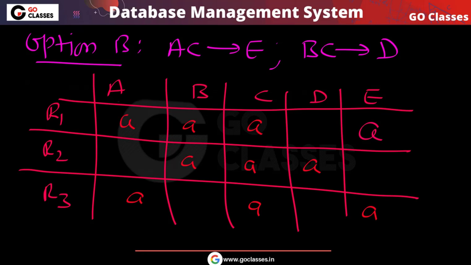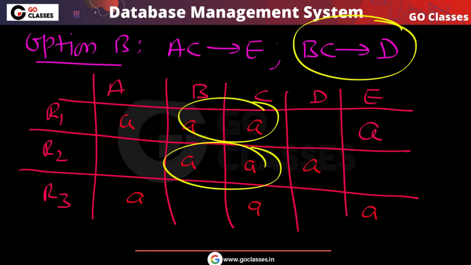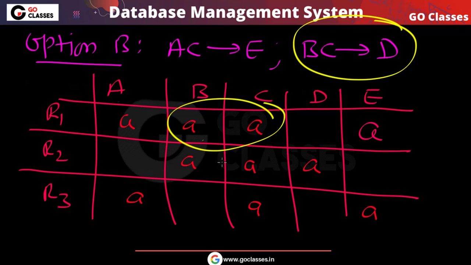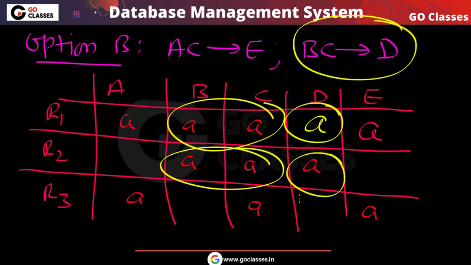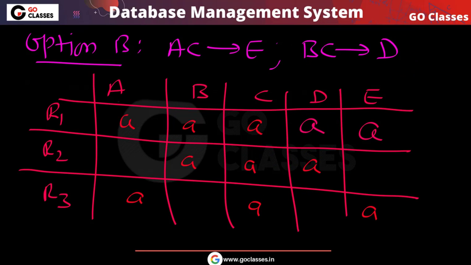Now after this, again you can notice that BC determines D. Because BC determines D, here the BC value is the same in the first and second row. So the D value also must be same in this row. So this is what we got. We got A here.